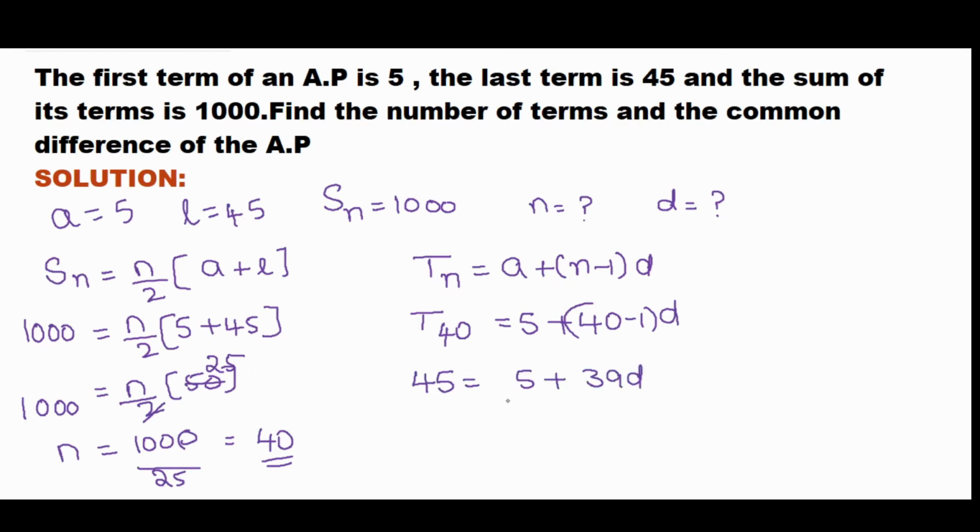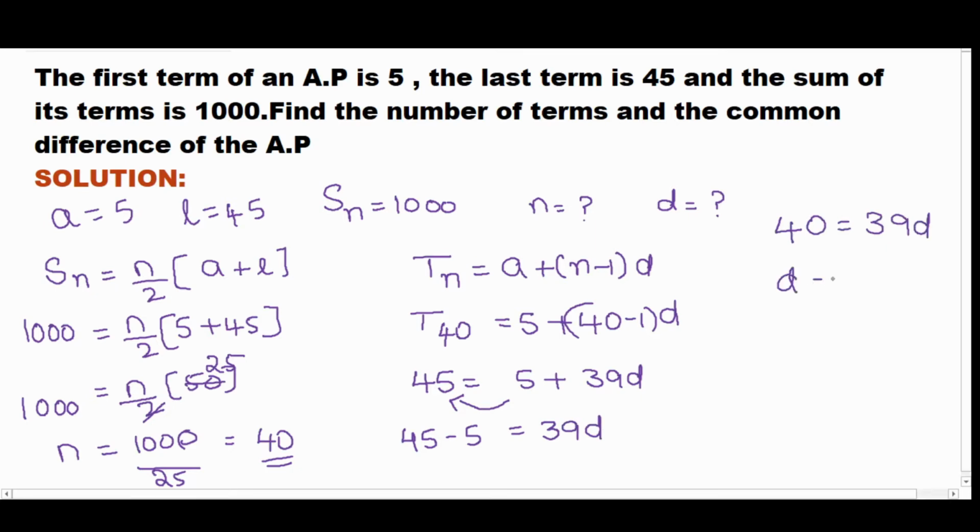39D. I shift this 5 to this side. I get 45 minus 5, which is equal to 39D. So 45 minus 5 is nothing but 40, which is equal to 39D. I want D, so D becomes 40 divided by 39. And this fraction is in its simplest form. I can't divide it further. So therefore the D value is 40 by 39.